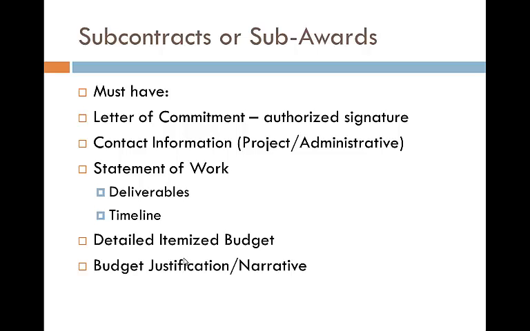Subcontracts, subawards. The difference between a contractor and a subaward is whether the person is working with us in his capacity as an individual or on behalf of an agency. For instance, if you collaborate with a faculty member at another university who plans to use the resources of their own university and also hire a graduate assistant for the project, we would want to subcontract with that university, not hire the person as a contractor. Generally, we like, from subcontracts, a letter of commitment, including an authorized signature, contact information for the PI and also an administrative contact, a statement of work, including a timeline and deliverables, a detailed, itemized budget, and a budget justification or narrative.